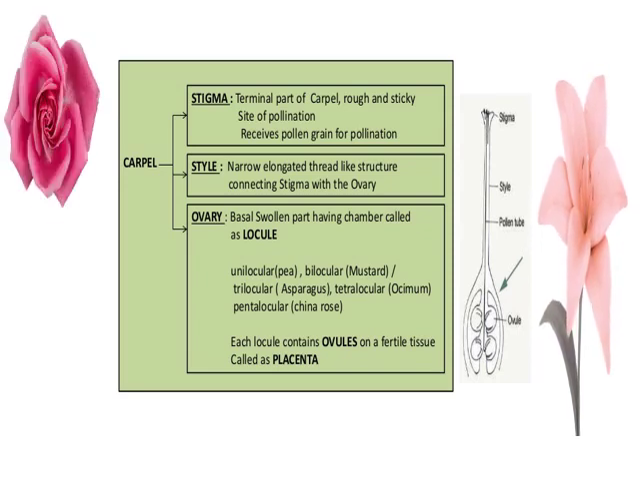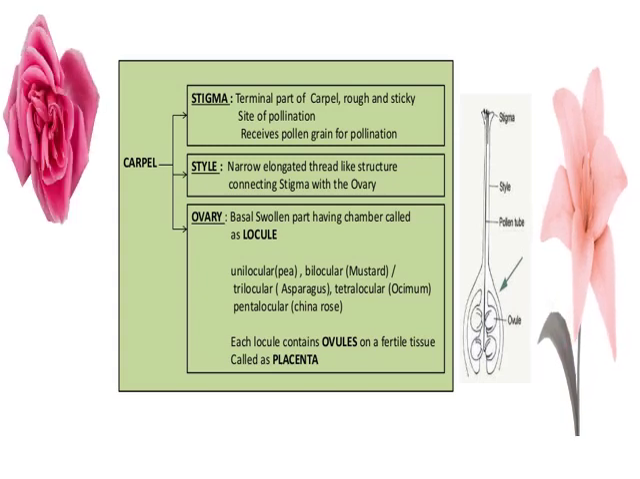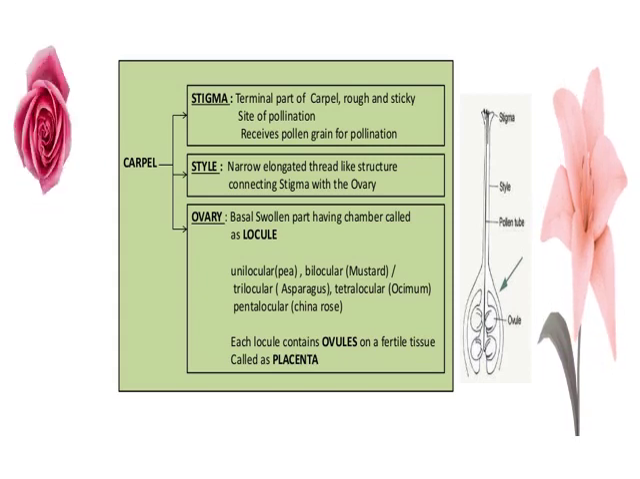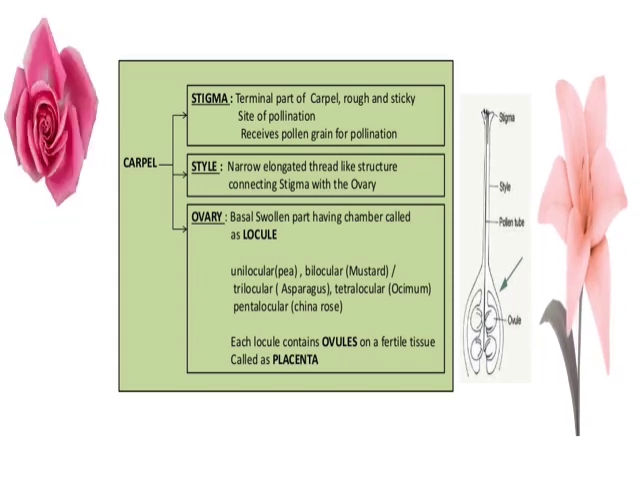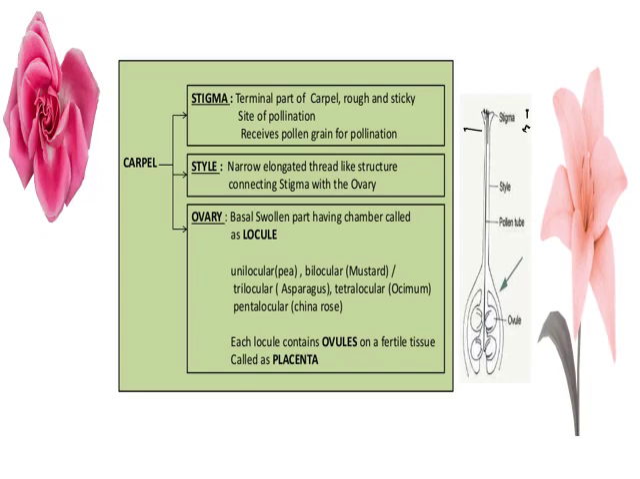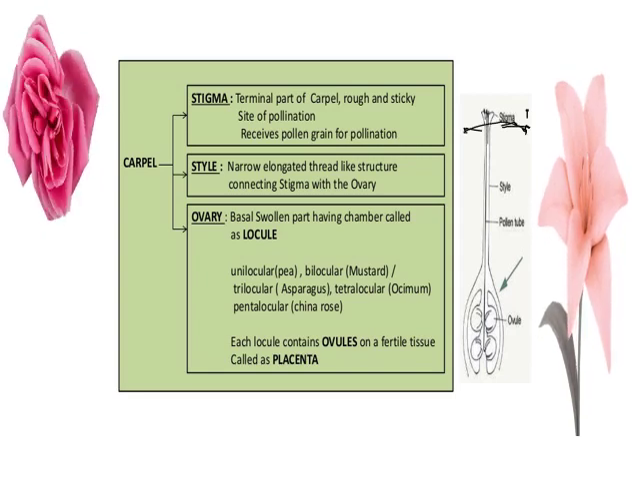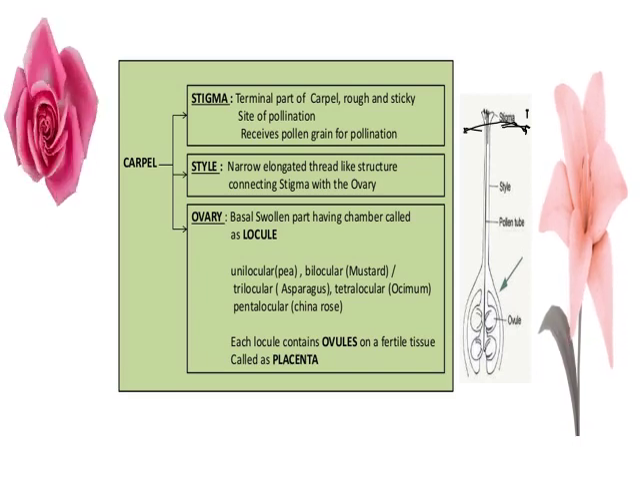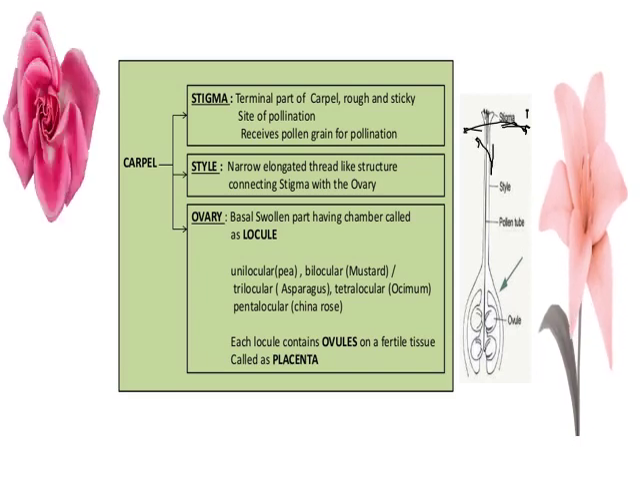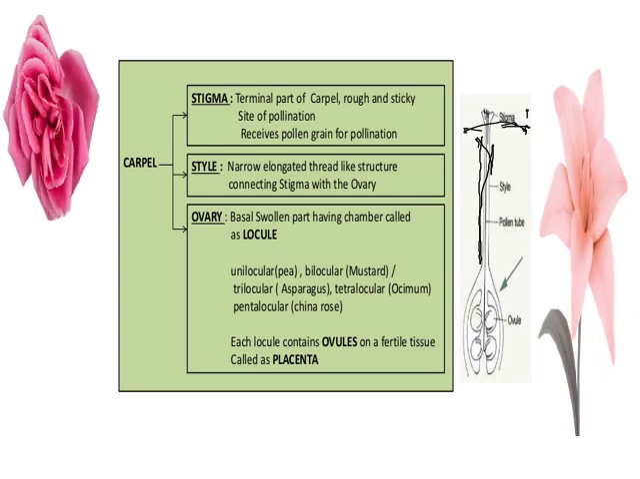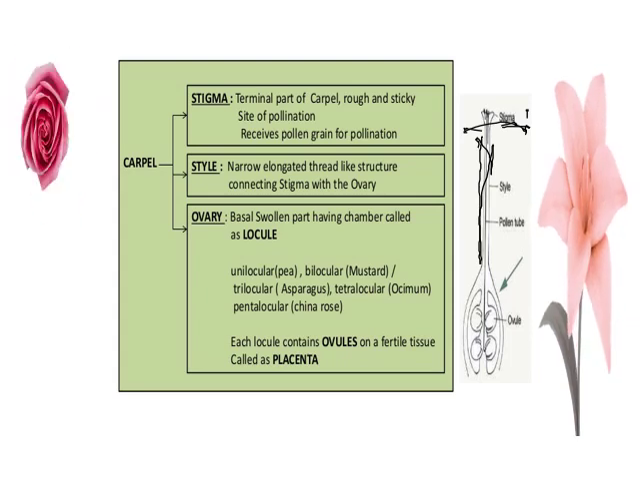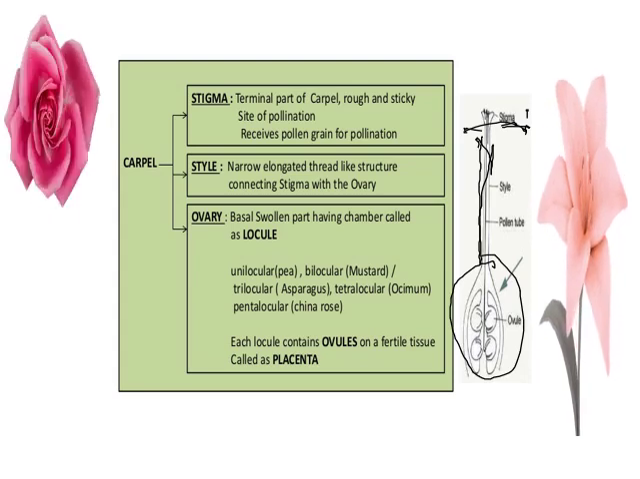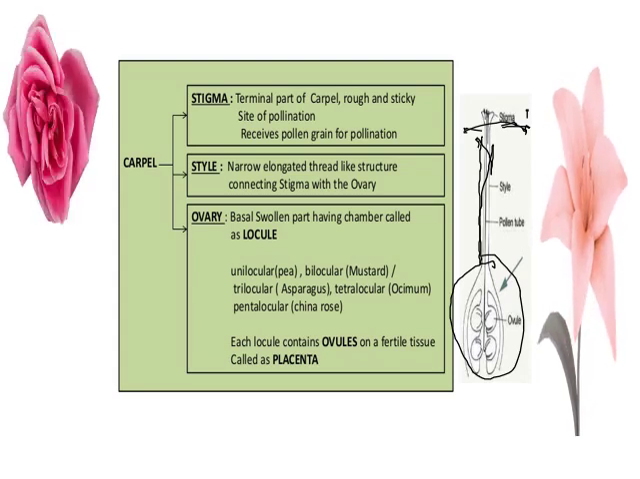Stigma is the terminal part of the carpel, rough and sticky, and it is used to receive pollen grains for pollination. So this one is the stigma. The next one is style, a narrow elongated thread-like structure connecting the stigma with the ovary. So this long tube is the style. The lower swollen portion is referred to as the ovary, the basal swollen part having a chamber called a locule.